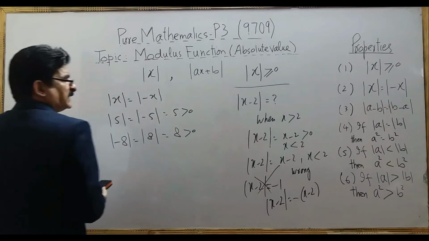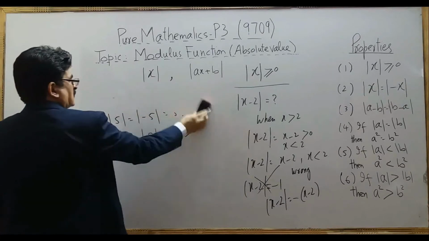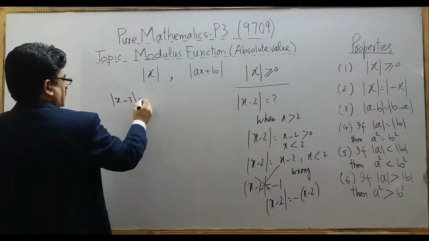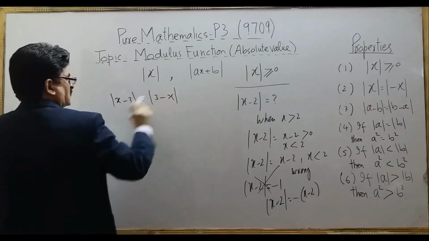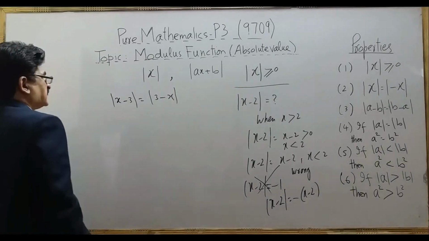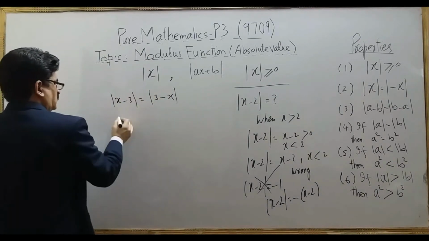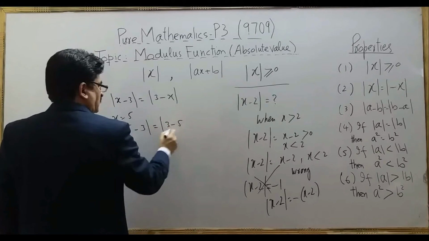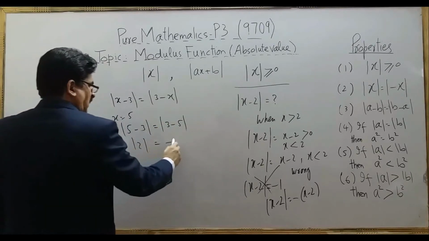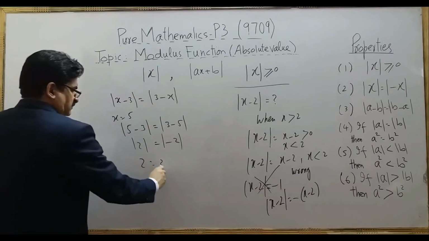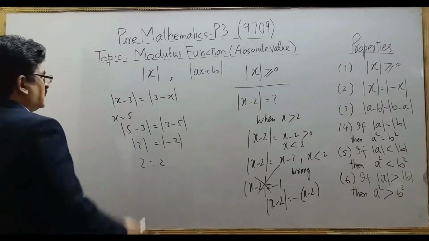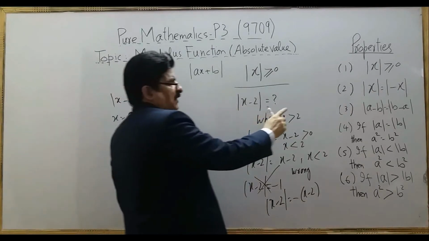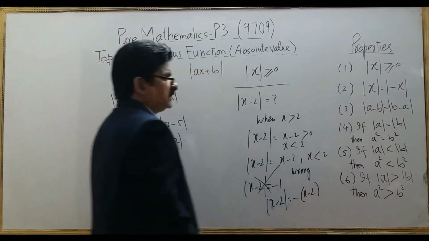Similarly, you understand the third property. In the third property we have, for example, x minus 3 mod is equal to 3 minus x mod. It doesn't matter. For example, if you put x equal to 5, 5 minus 3 mod is equal to 3 minus 5 mod. This is 2, this is minus 2, and as absolute value is positive, 2 is equal to 2. So it means that the order doesn't matter. Whether you write a minus b or b minus a, the answer will be the same.